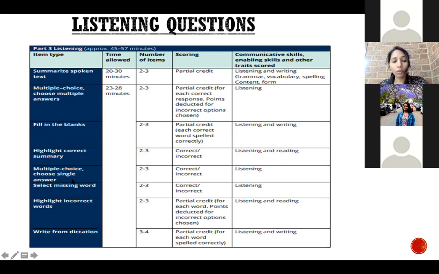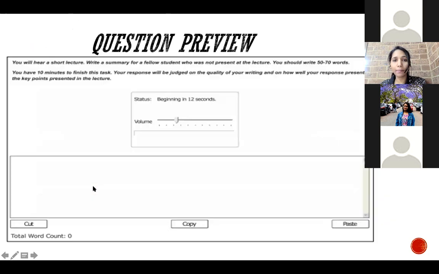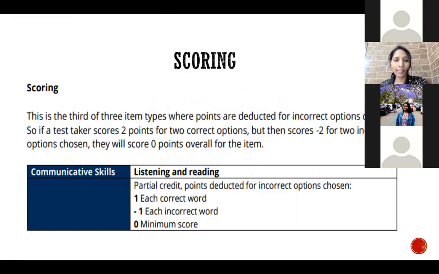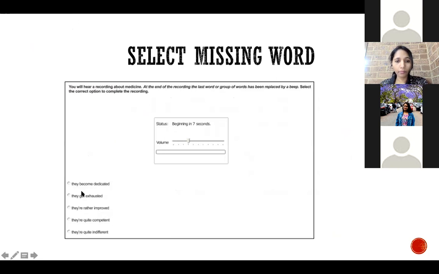Okay. Throughout your multiple choice, there is one more question which I forgot to tell you. One more not important question, which is called select missing word. What happens in that question is audio is being played. The speaker is speaking, but he's not completing his speech. He's cut off in the last part, and you have to choose what is the last word. His last word is always the third option.